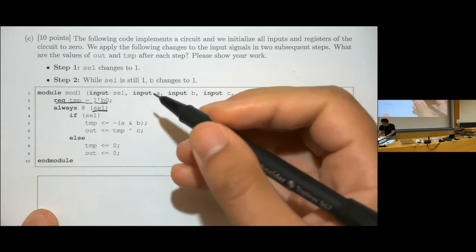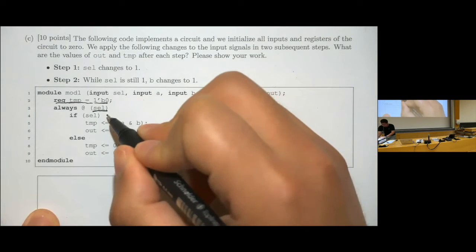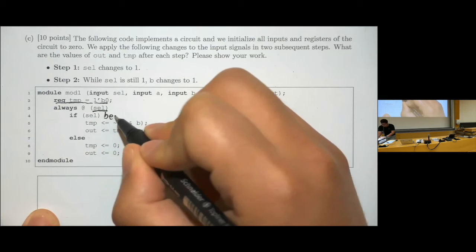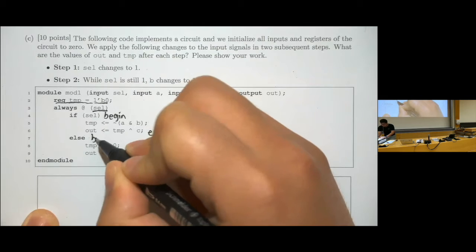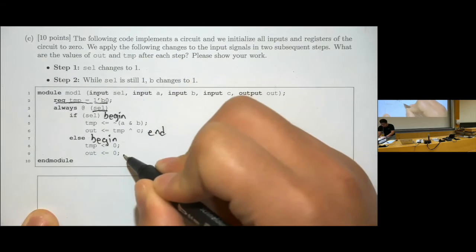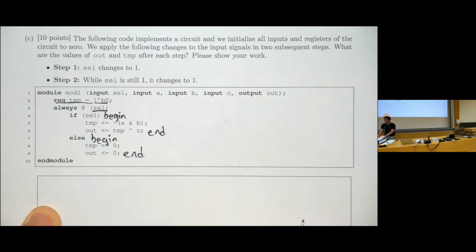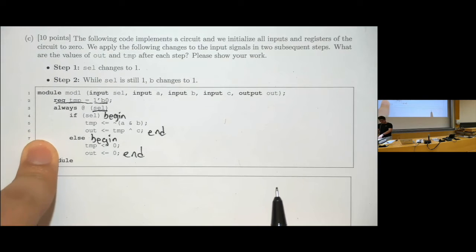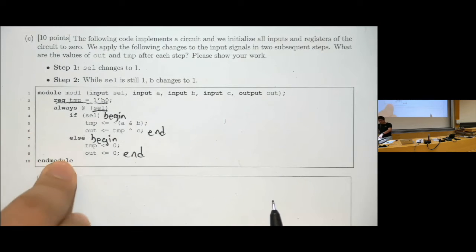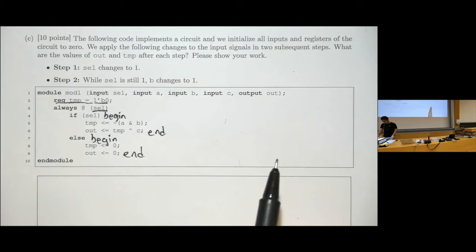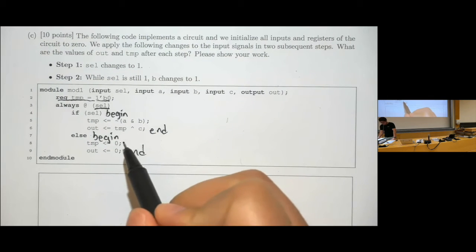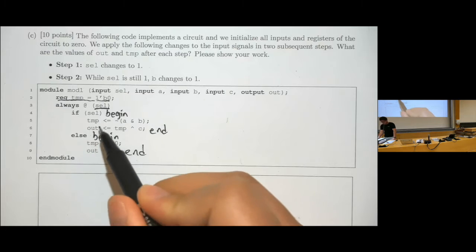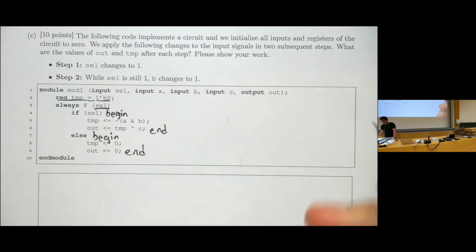I think there's a problem in this code. So there should be begin and end statements here, basically to make sure that those 2 lines of code remain in the correct place, in the if statement and then the else statement. Yeah, and then in these if and else statements, we have assignments to temp and out.